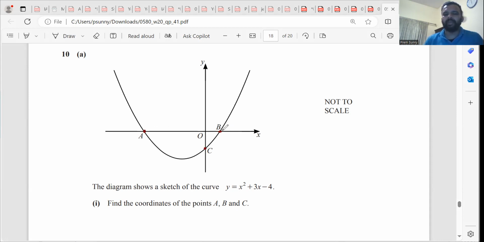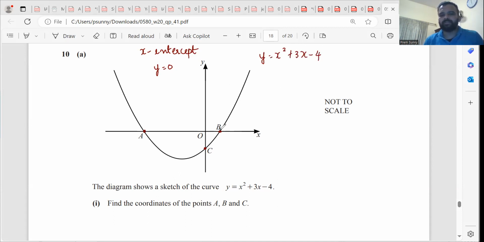Here I can see that A and B both are the x-intercepts. So how can we find the x-intercept? X-intercepts mean each is a point on the x-axis. A point on the x-axis means its y value will be 0. Let's see what the equation of this quadratic is: y equals x squared plus 3x minus 4.